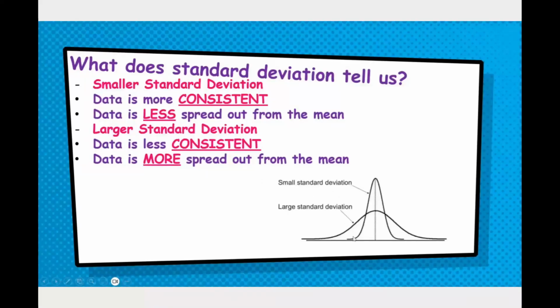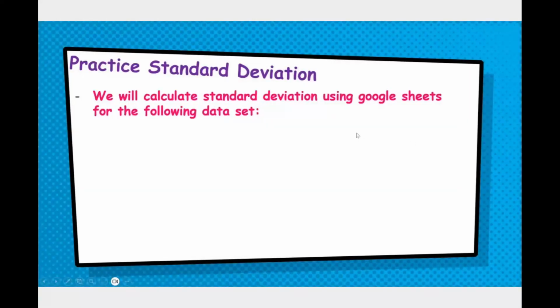If you look at the more narrow one, we can see that the data is clustered closer together. That would have a smaller standard deviation than the shorter, fatter one, where it's more spread out. We should be able to see that from looking at it.